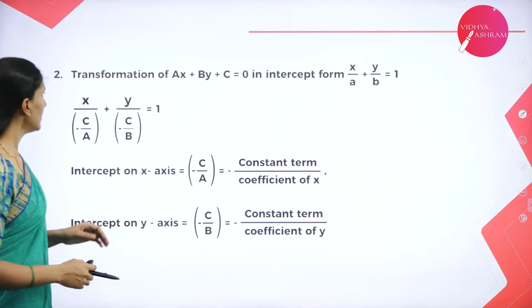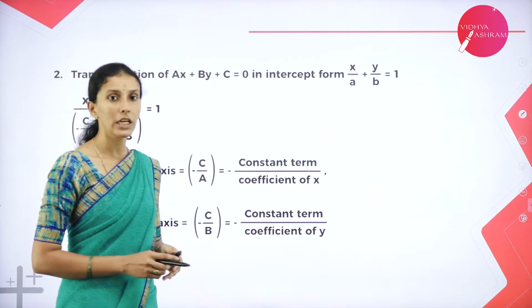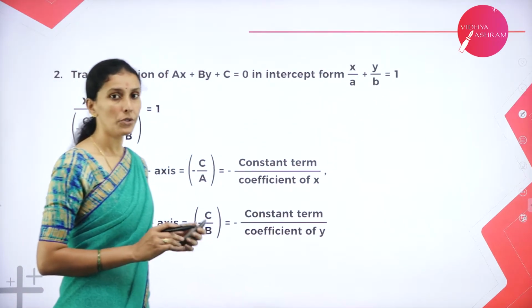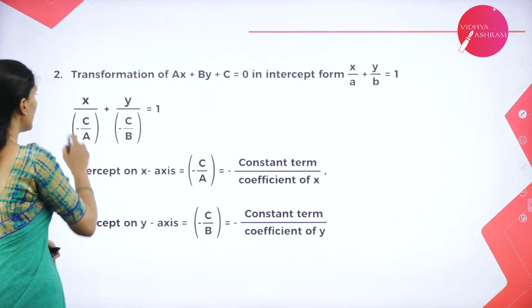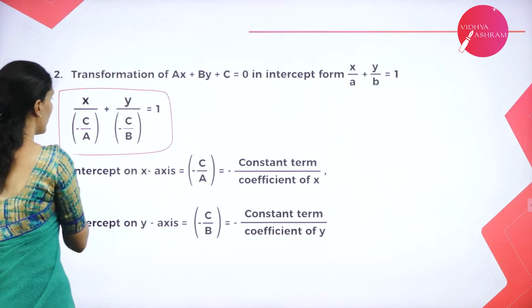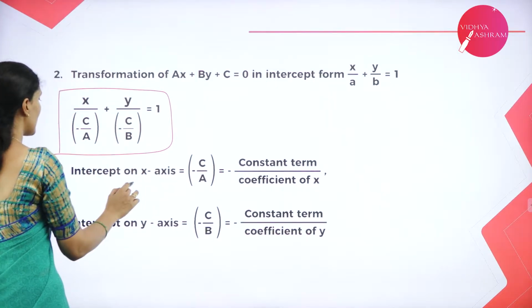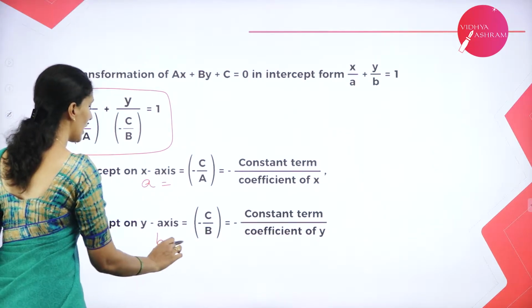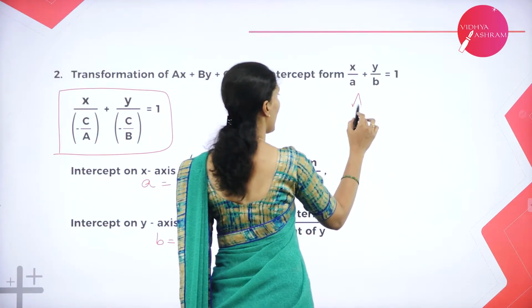So again here, transformation of ax plus by plus c is equal to 0 into the intercept form, x by a plus y by b is equal to 1. How to write this now? Now here this is the transformation we have made. The a value can be taken as minus c by a, that is the intercept on x-axis, and the b value can be taken as minus c by b. How have we converted it?